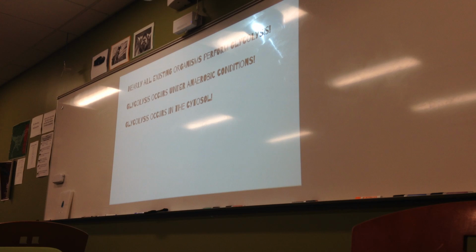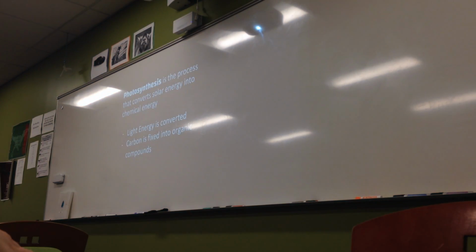Okay, glycolysis, one more time. Nearly all existing organisms perform glycolysis. Glycolysis occurs under anaerobic conditions, and glycolysis occurs in the cytosol. All of this is evidence that can point to what? Common ancestor. Common ancestor. It's a conserved process. Good. You guys can do this.